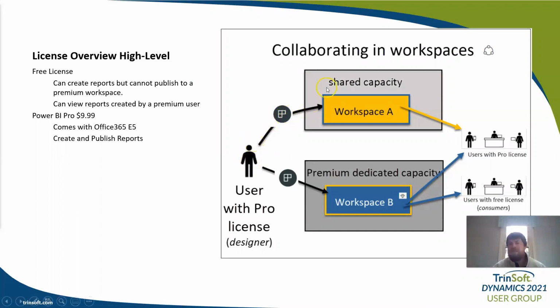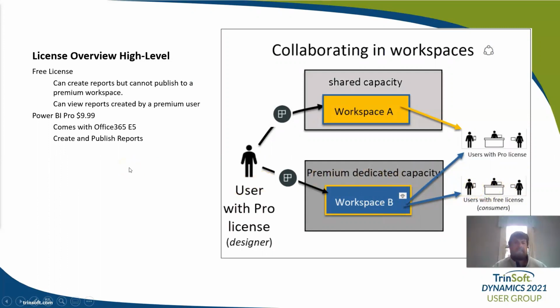So they could publish them out to a shared capacity, which is not premium. And you'll notice that a pro user could also see those as well. So the pro users can see even if it's not in a premium workspace. But if that pro user then goes and designs a report and publishes it out to a premium capacity location, then my users with free licenses can consume those. So that's the main difference, right? So I can publish and other pro users can see it, but if I am not a pro, I cannot put it here where other free users can see it.